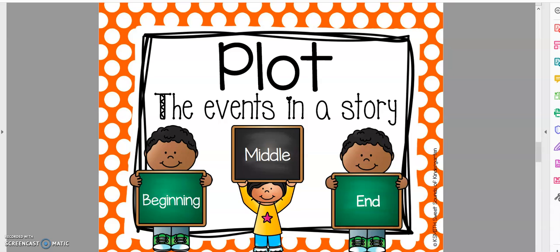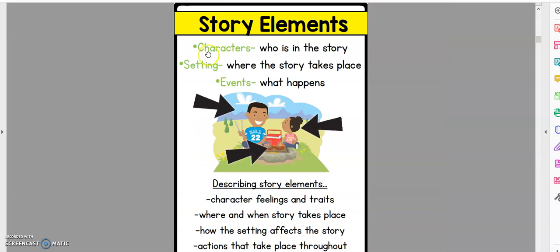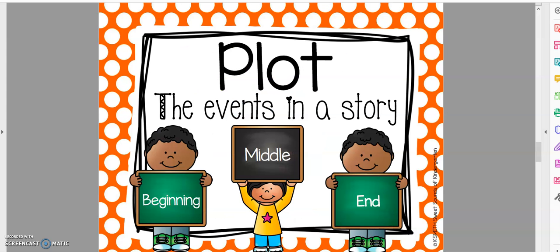So let's put that into practice here. So we know about our characters, we know about our setting, we know about our events. That's going to be the problem and the solution. And let's look at a story.